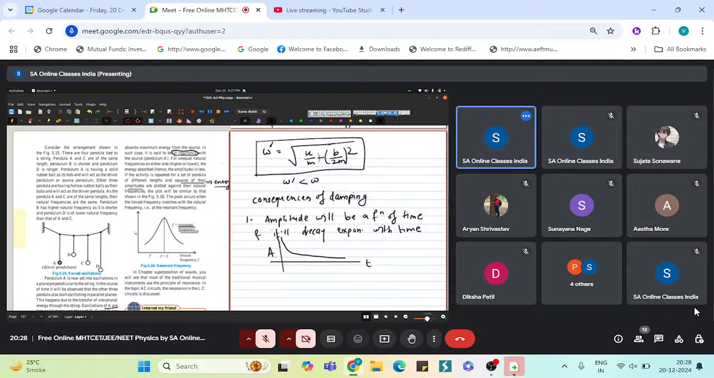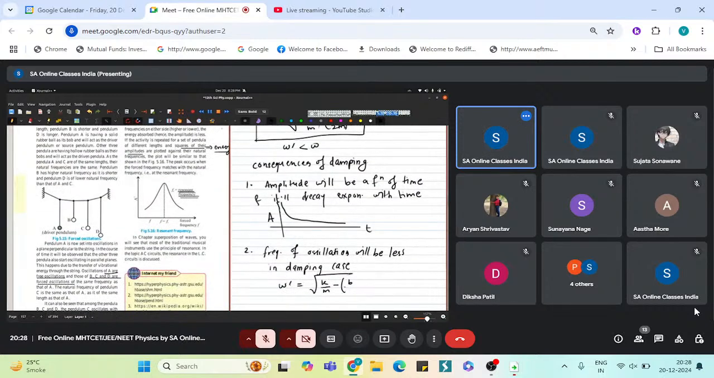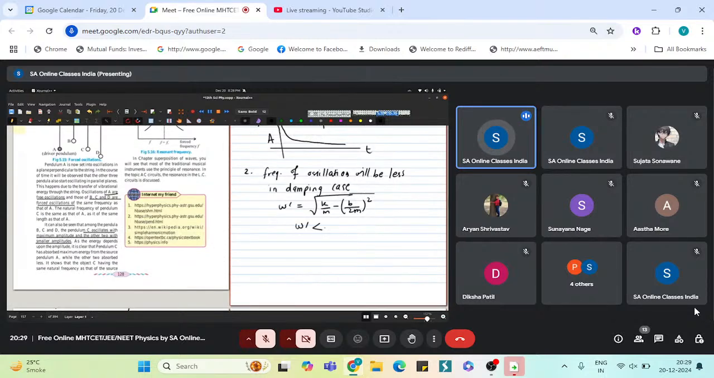So this is amplitude. And then the second important change will be that the frequency of oscillations will be less in the damping case. So omega dash is equal to root of k upon m minus b upon 2m, whole squared, and omega dash is less than omega. So these are the two important things.